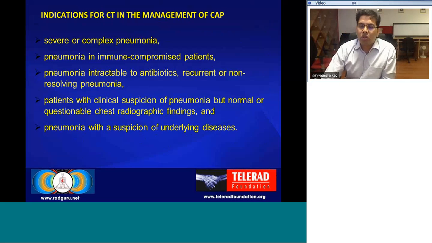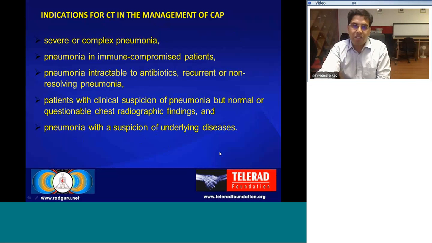Then that's when you should start to think something else, especially in children. They've swallowed some foreign body, and as a result, the antibiotics you give may not really help relieve them of the symptoms. So that's where the role of CT is. And then patients with clinical suspicion of pneumonia but normal or questionable chest radiographic findings. To prove that there is a pneumonia, you can go ahead and do CT, but often this is not required. And then pneumonia with suspicion of underlying diseases. So these are some of the indications where we do CT in case of community-acquired pneumonias.